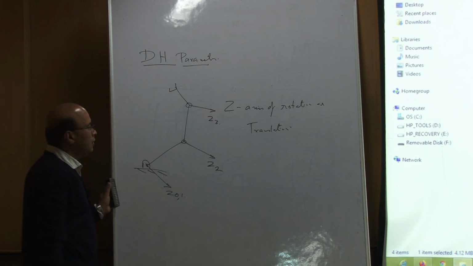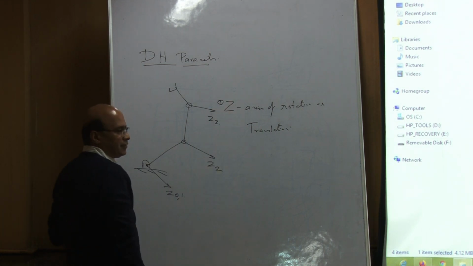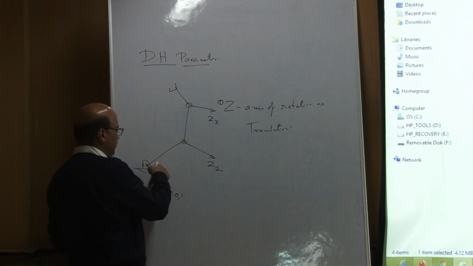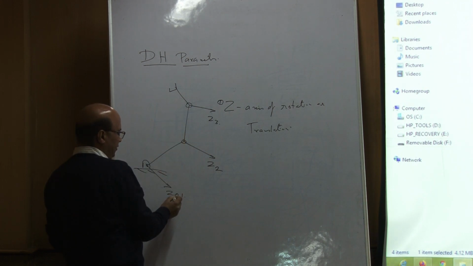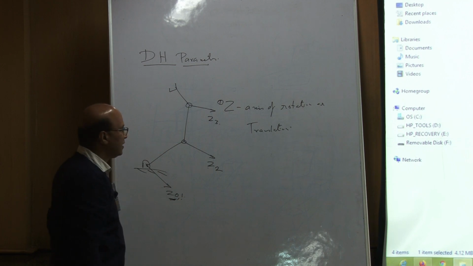So rule number 1 says the z axis is the axis of rotation or translation. This is coming out of the board, so this is a revolute joint. So my z axes are z0, z1. This one is the base frame, which doesn't move. The first one is put there, then second, third, and if there are more, 4, 5, 6 like that.